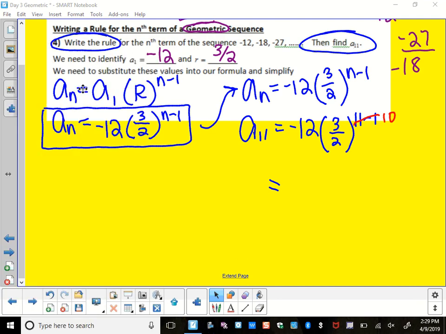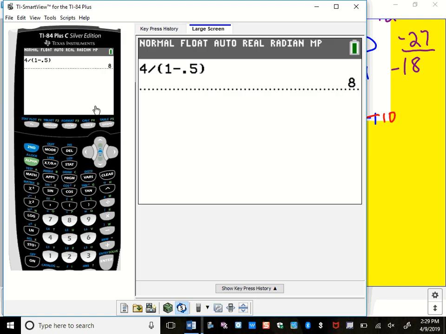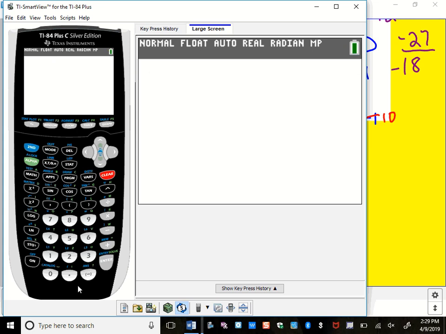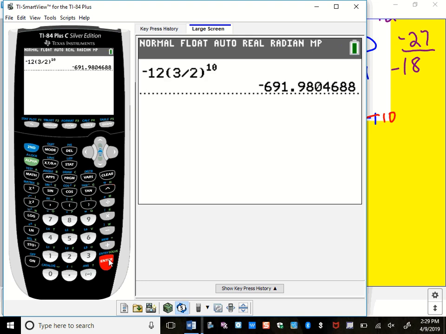Alright, hold on. I'm going to pull up my calculator too. Alright, so we had negative 12, parentheses, 3 halves. Did we get this far? To the power of what? 10. If you want to type 11 minus 1, go for it. Nothing changes. You should get this number. Did you guys get that? Yeah. Alright, we don't want decimals, so math, enter, enter. It's negative 177.4. You should get this number.